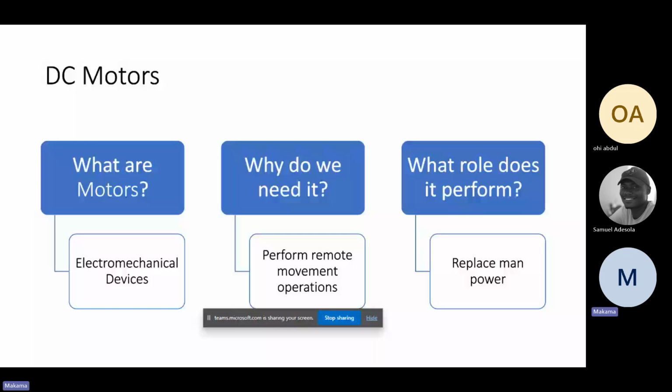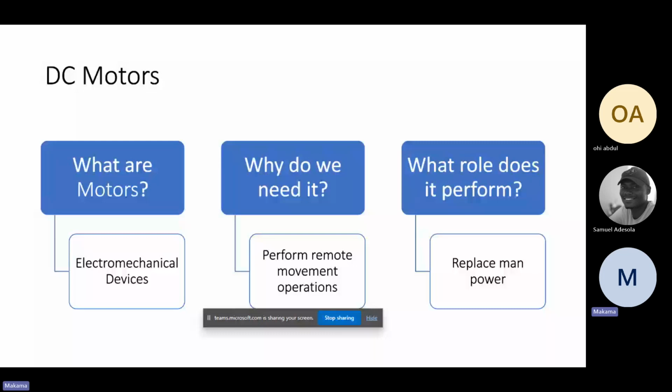So why do we need motors? Basically, we need motors to perform movement operations because there are some things that need to be moved. Some require energy, some don't, but we need that movement to be remote. In our embedded systems, we cannot move something from point A to point B in a fully electrical or electronic way. It is not possible. We require a mechanical force that will do that movement for us. That is why we need a motor.